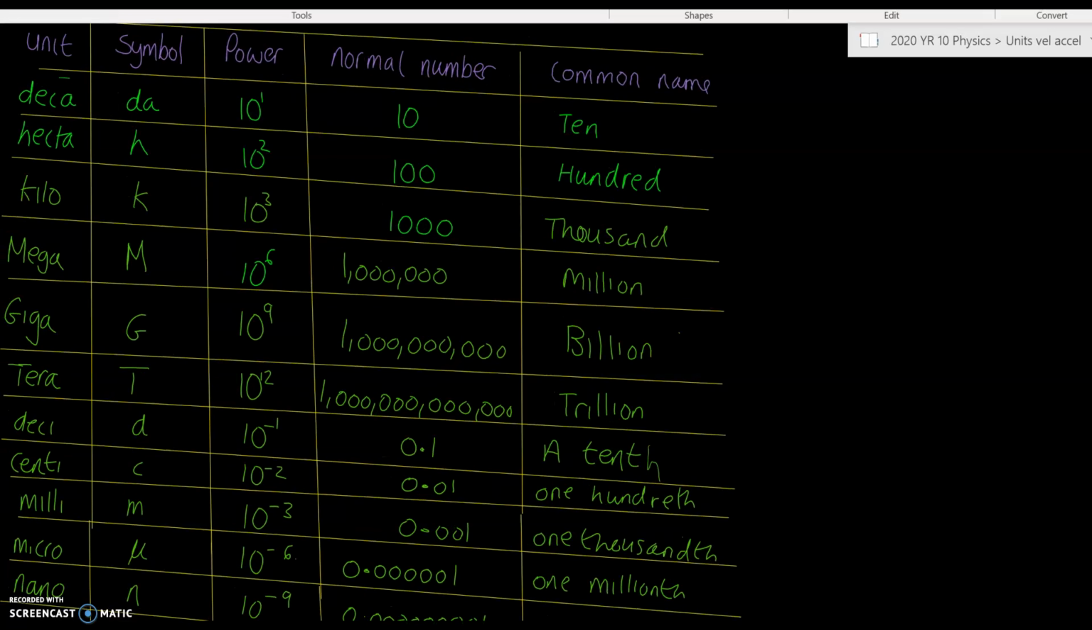Okay, just start off with the top one, Deca, given a symbol DA, and it's 10 to the power of 1. When I say to the power of 1, I'm just going to highlight that there, using a different colour. It's been given like a superscript, so that 1 sits on top of the 10, and it's slightly smaller than the other number. So we say that's 10 to the power of 1. That's really a 1 followed by 1 zero, and the common number is 10. So if it was a decameter, 10 meters.